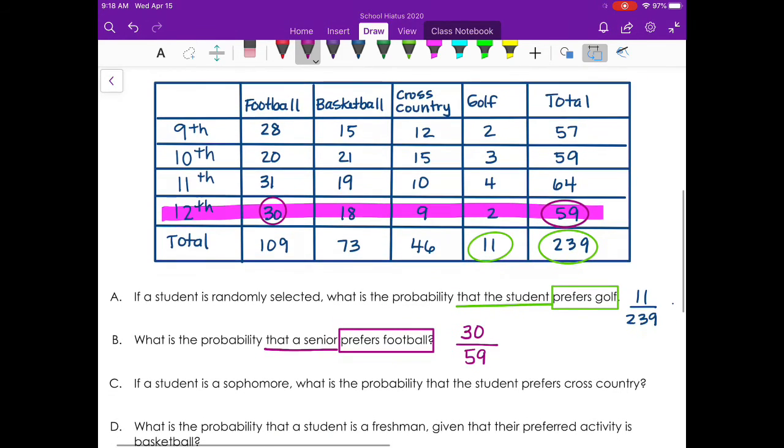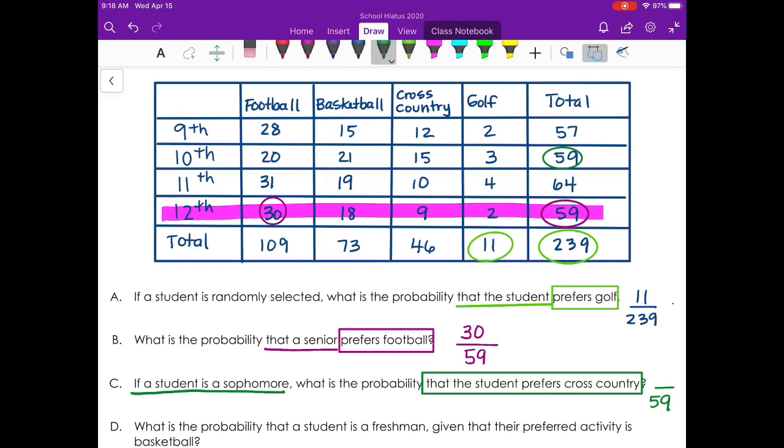Next, we have, if a student is a sophomore, what is the probability that the student prefers cross-country? So the condition here is that if a student is a sophomore, and so we'll only be looking at the total of sophomores for the denominator. Sophomores is 10th grade, so that's right here. And then what is the probability that the student prefers cross-country? So out of the sophomores, the number of students who prefer cross-country is 15.